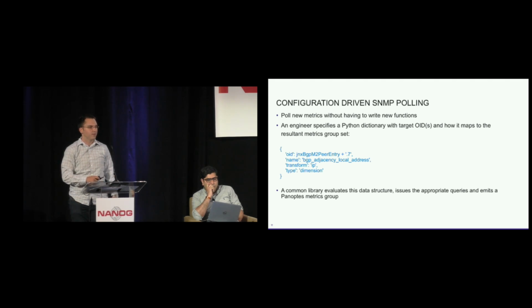In this example, we specified a target OID, whose value is the local address of a BGP adjacency. Along with the OID, we have metadata that specifies what transformations to apply to this data before putting it into Panoptes. We also say the name that we want to give to this metric and its type, either a dimension, metric, or gauge.